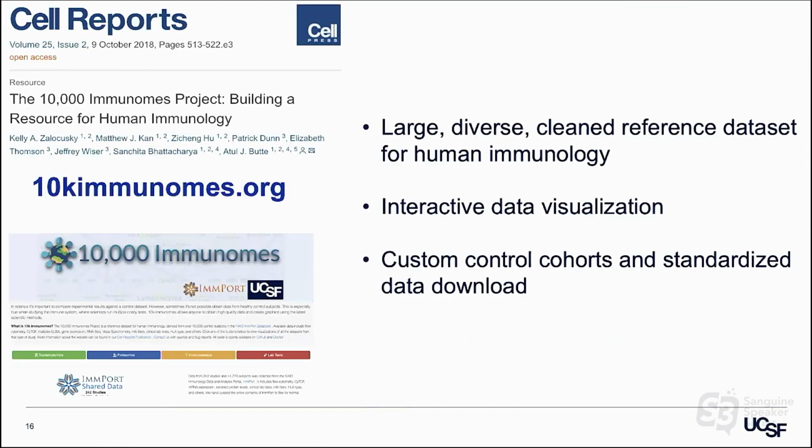Now I'll move on. Based on this success, we embarked on another project, and this paper came out in Cell Reports in 2018. We built from this input data a 10,000 Immunomes Project. It's building a resource for human immunology. The motivation for this project came from resources such as the 1,000 Genomes Project, the Wellcome Trust Case Control Consortium, and others, which have uniquely enabled the understanding of global variation in the human genome in health and disease. To date, however, human immunology has no such resource.